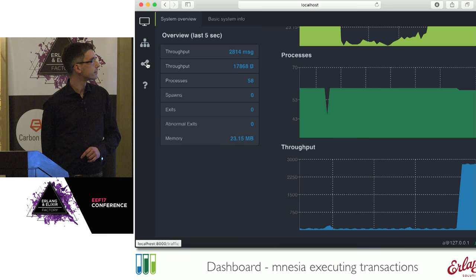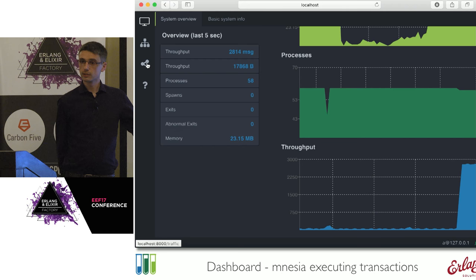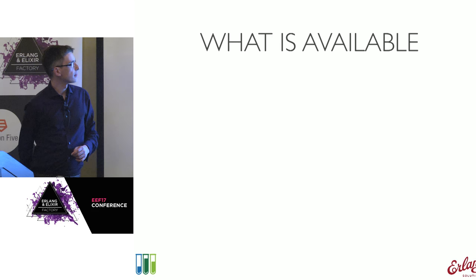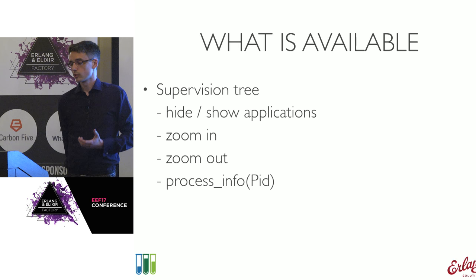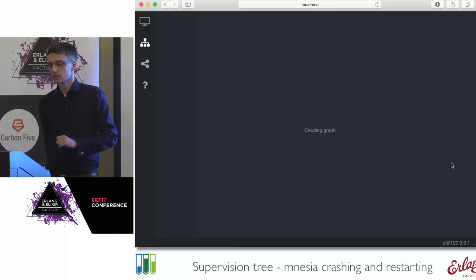Right. Now, the next thing to do, now that we realize there is something going on, would be to navigate to this tab, and this one will draw a graph representing a supervision tree. The supervision tree view supports hiding and showing applications. Erlang releases typically consist of several applications. You may want to render just some of them, and hide others. You can zoom in on the tree so that you see certain branches in more detail. You can also zoom out. And then you can also click and get more information about a certain worker or supervisor. So this is how it works.